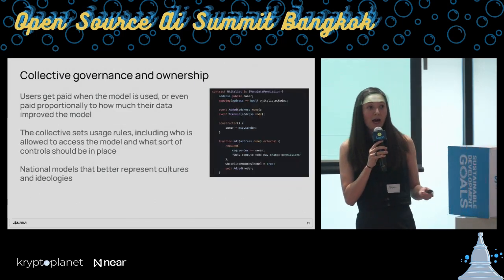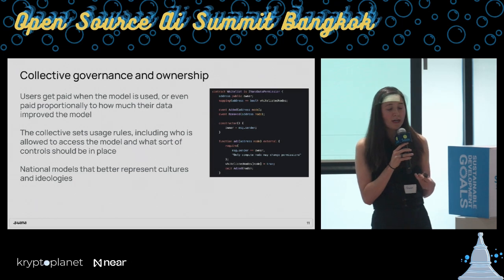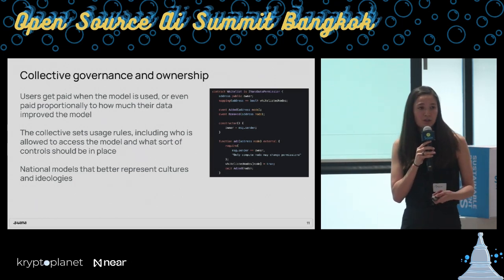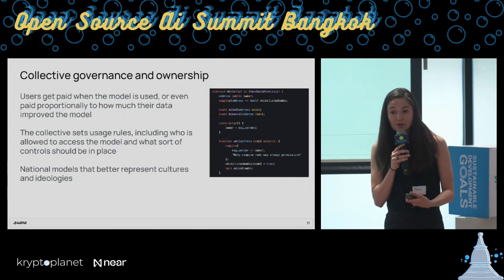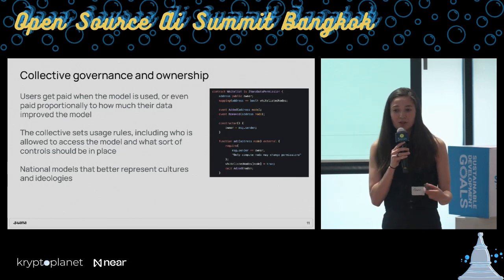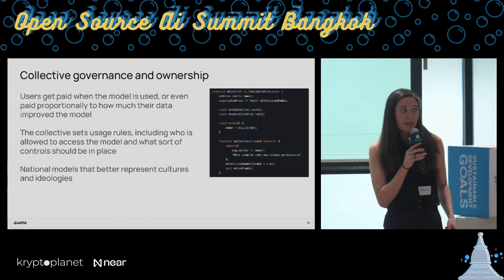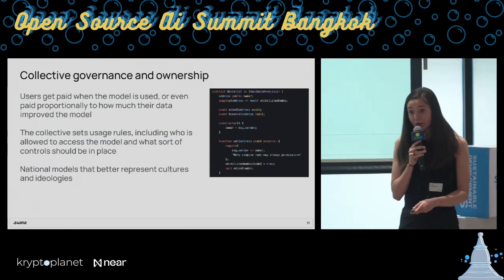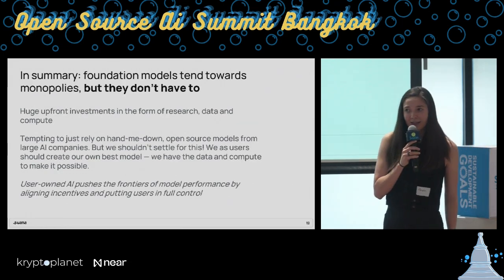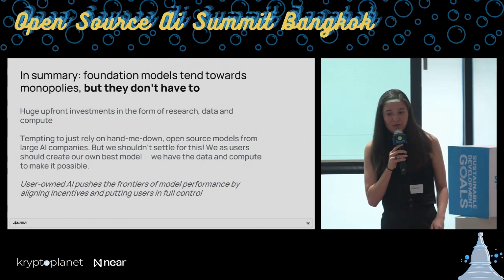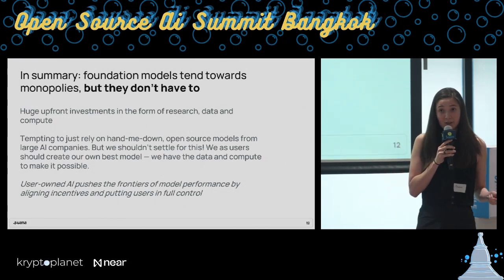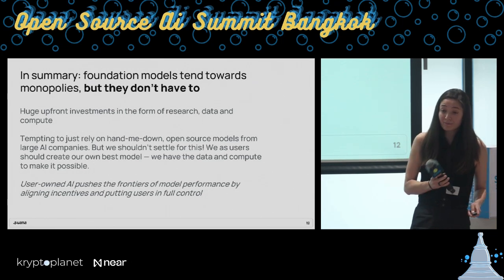And then once you do have that foundation model that's trained by 100 million people who contribute their data, you can have collective governance and ownership. So users get paid when the model's used or paid proportionally to how much their data actually improved the model. They can also set usage rules like censorship and what it's allowed to talk about or not. I think a lot of people assume that foundation models have to be monopolies, but actually users as a whole have enough data to train even better AI models.